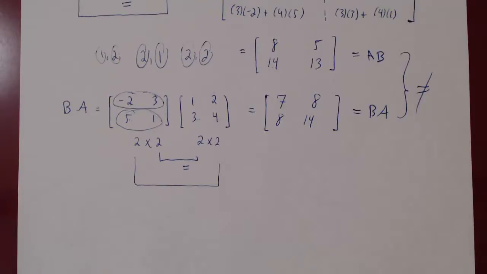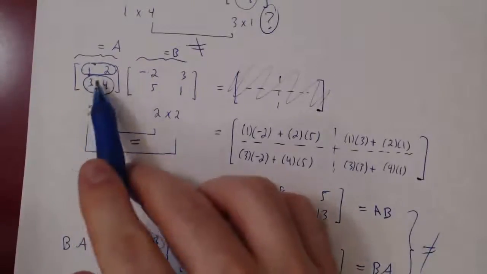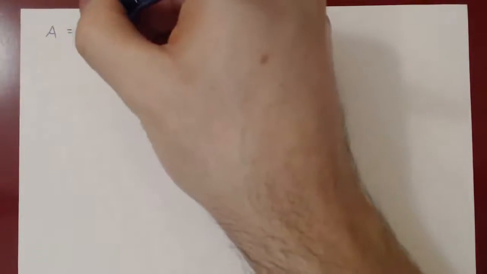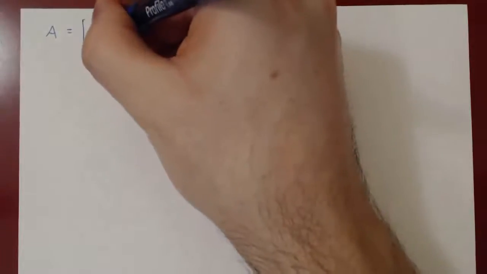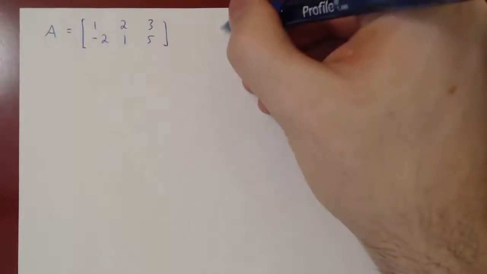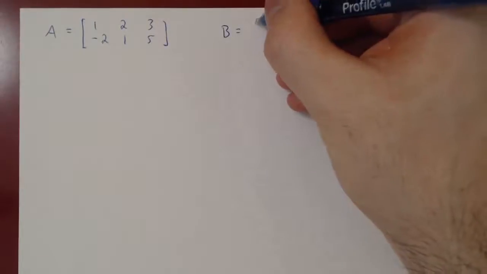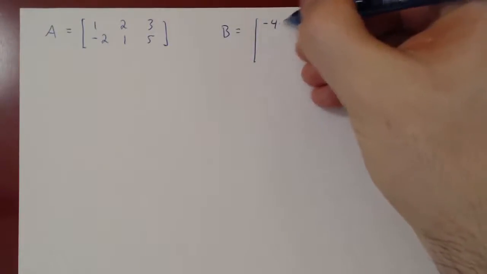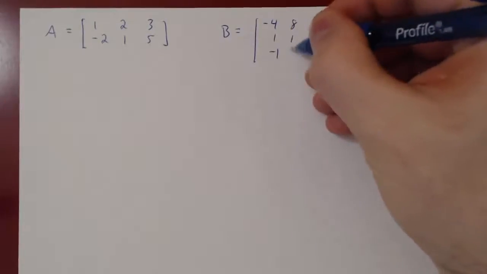Let's look at a few more examples of matrix multiplication. We've multiplied two 2 by 2 matrices. Let's multiply now rectangular matrices. A 2 by 2 is a square matrix, as they have the same number of rows and columns. Let's go through one more example. Suppose we take the matrix A to be 1, 2, 3, negative 2, 1, 5, and matrix B to be, say, negative 4, 8, 1, 1, negative 1, 2.